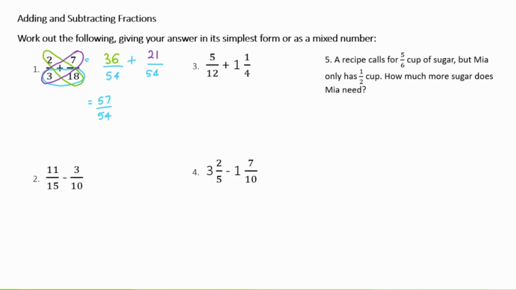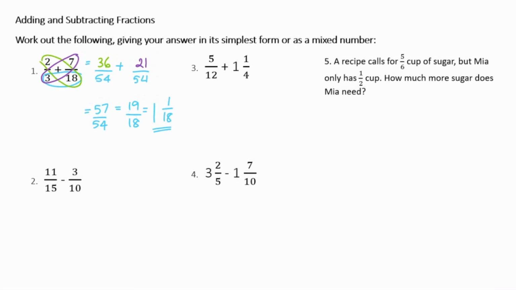Now these numbers can both be divided by 3. So we do 57 divided by 3, and that gives us 19. And 54 divided by 3 gives us 18. Now because this is an improper fraction or a top-heavy fraction, we can write this as a mixed number, and it will be 1 and 1 over 18.